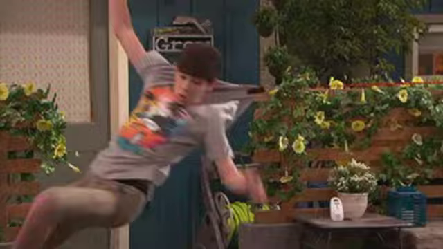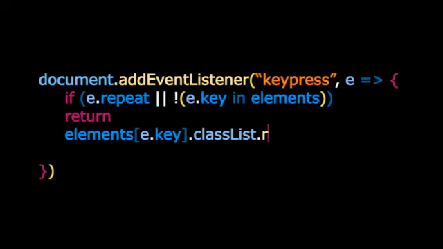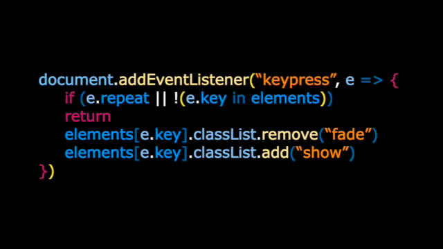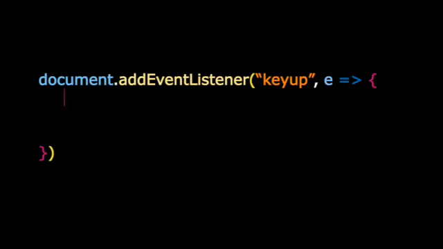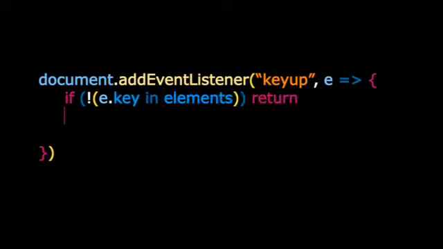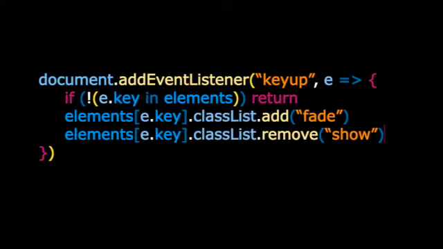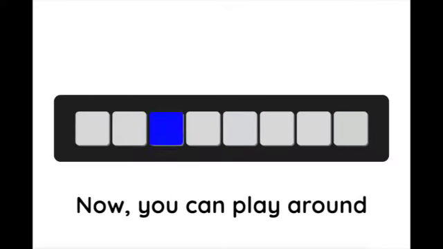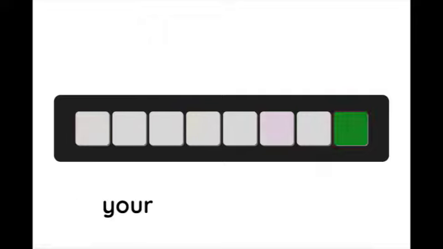There's just a slight snag. All the colors just get stuck. This is only half of what you need to make it work. The other half is basically taking the same addEventListener method, but now using a keyUp argument to do the opposite of the previous statement. Just switch the show and fade classes to add and remove. Now you can just play around on whatever keys and make your own light show.